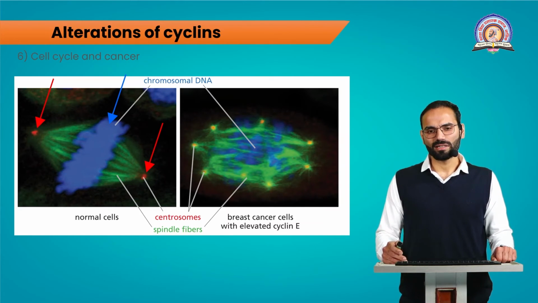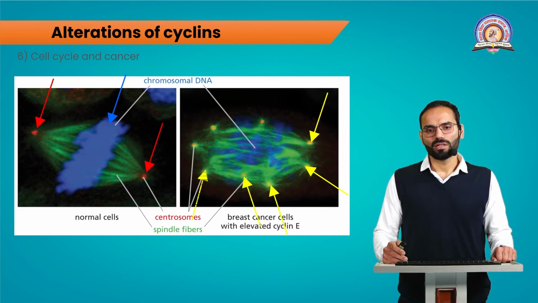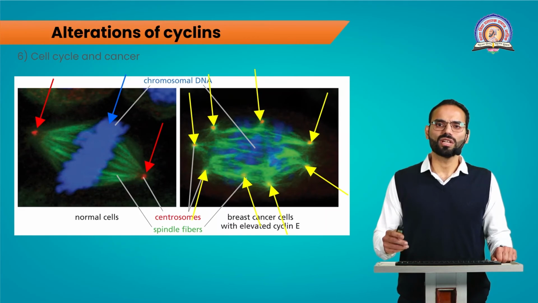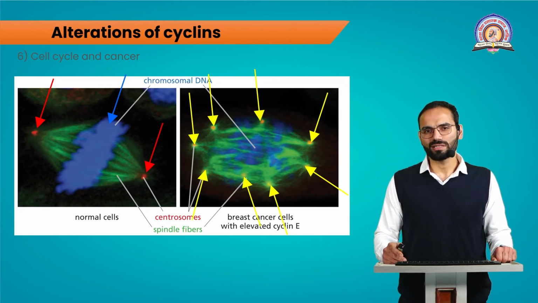But on the other hand, if you look closely at the breast cancer cells, there is a huge amount of centrosome amplification, which has resulted in radiating microtubules from every possible direction. So such a huge level of catastrophe can happen if you just overexpress a single cell cycle component. And in this case, it's cyclin E.